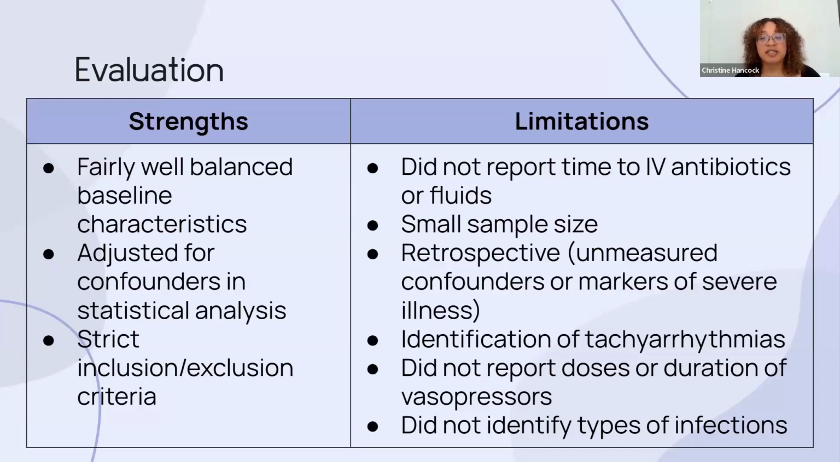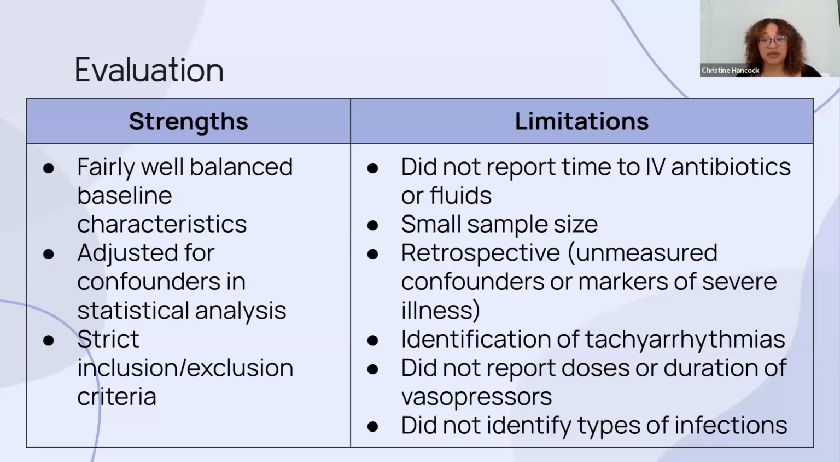In terms of limitations, I'll say the biggest one that the article does briefly mention is that they do not report time to IV antibiotics or fluids. The biggest thing that this article does talk about is the potential for confounders, but this is something that I wish was reported out for each group to see, is there a difference, or was there a delay in antibiotics in one of the groups, and was that contributing to mortality? The small sample size, as well as the retrospective nature, as well as potential for unmeasured confounders or any sort of markers of severe illness that are missed.